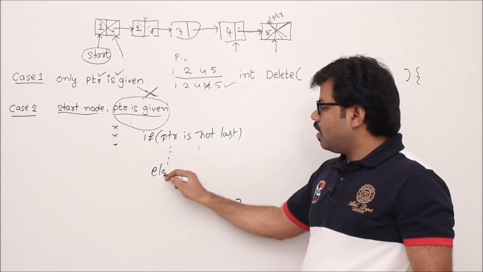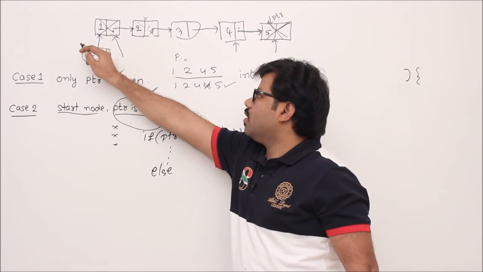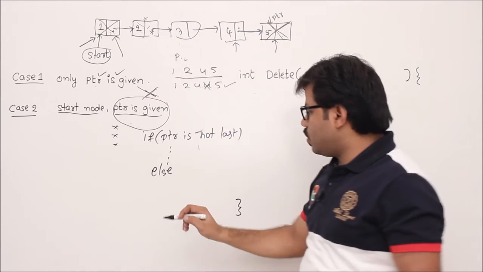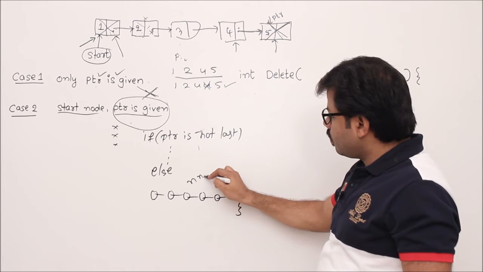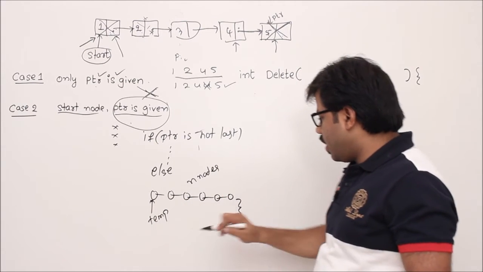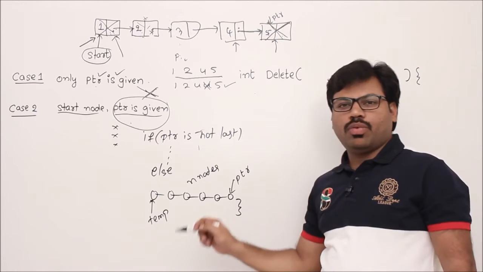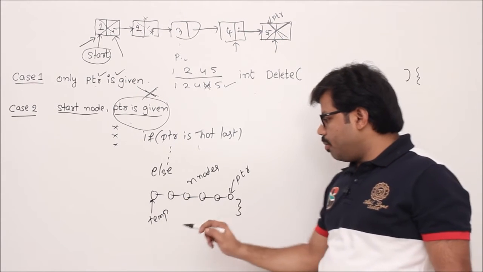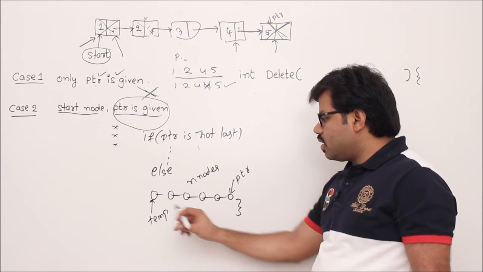Else, if PTR is last, then what you do is start from the start, that means take one temporary pointer and keep it here. For example, this is your linked list with n nodes, and keep one temporary pointer here. That's why this is a case. Now what you do is write a while loop. While temp->next not equal to PTR, simply increment temp.